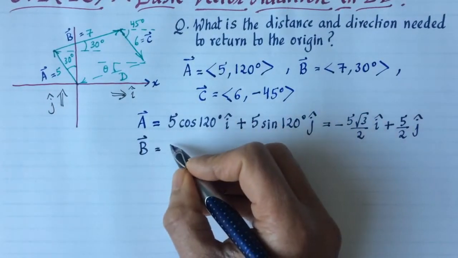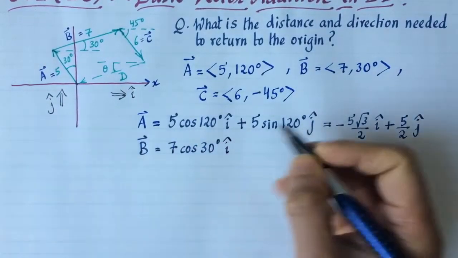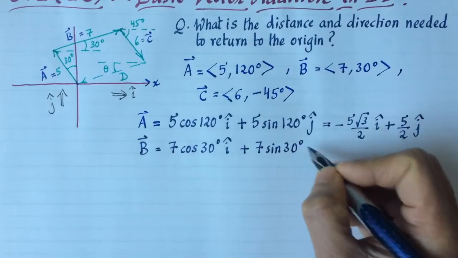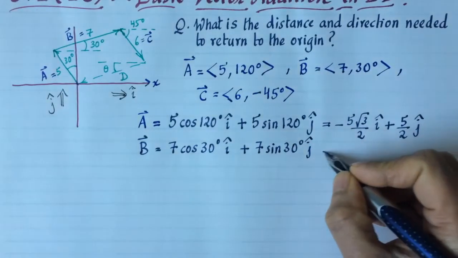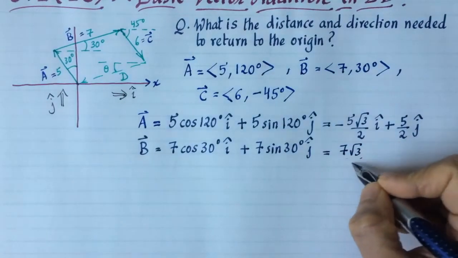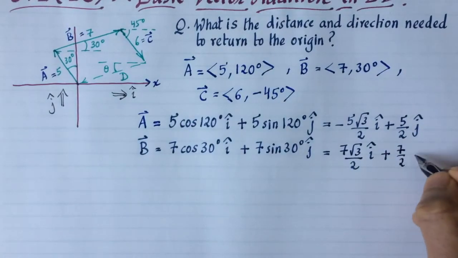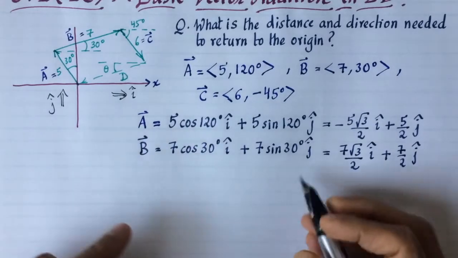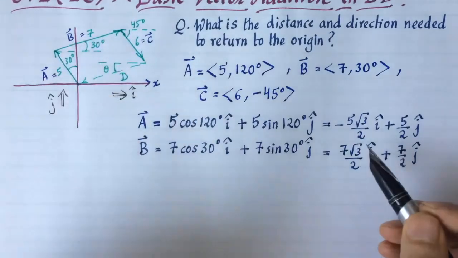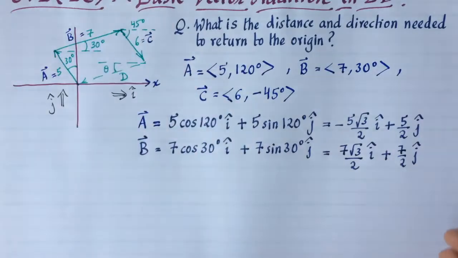So B is going to be 7 cosine 30 degrees i hat plus 7 sine 30 degrees j hat. So let's write this down. Cosine 30 is root 3 over 2, and sine 30 is half. Keep checking to see if this makes sense. The x component of A is negative, that makes sense. The y component of A is positive, yes. The x component of B is positive and the y component of B is also positive.